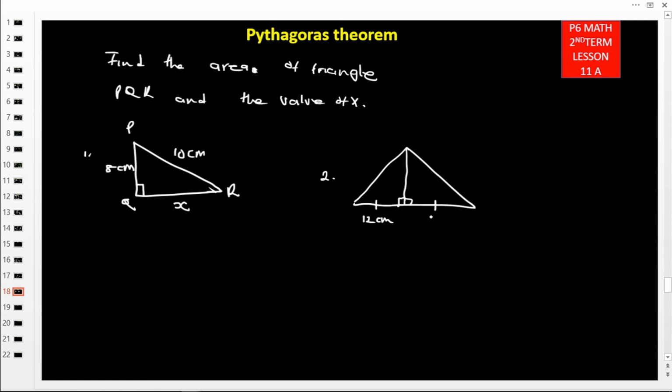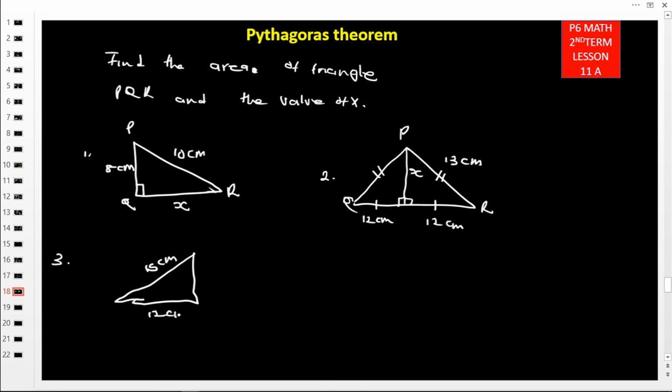So this is 12 centimeters. Even here we have 12 centimeters. This is P, Q, and R. So this one is equal to this, so it is 13 centimeters. And here we have x. Then number 3, we are having a right angled triangle facing this way. Here it is 15 centimeters hypotenuse, 12 centimeters and x, please. It is triangle PQR.